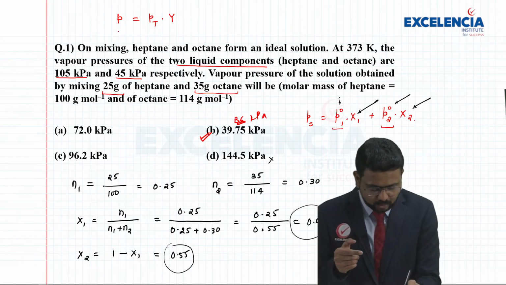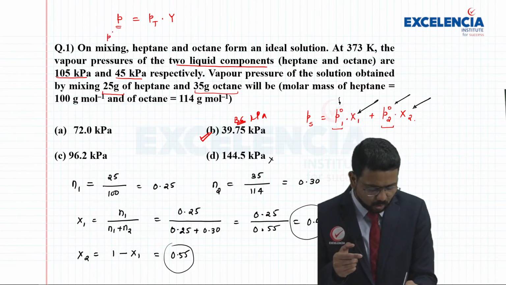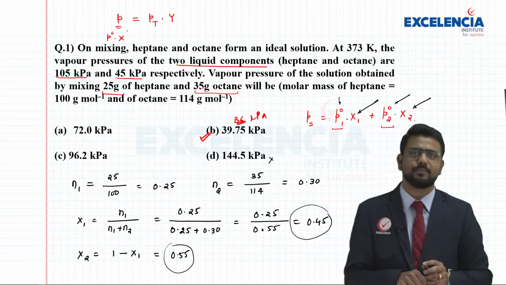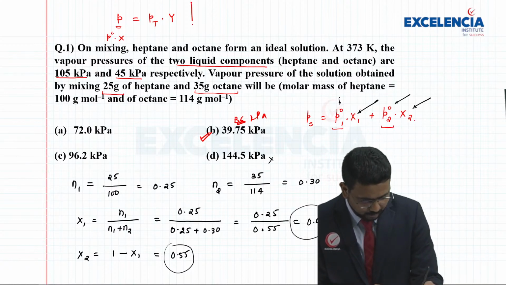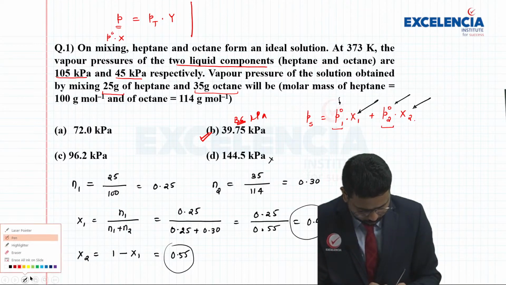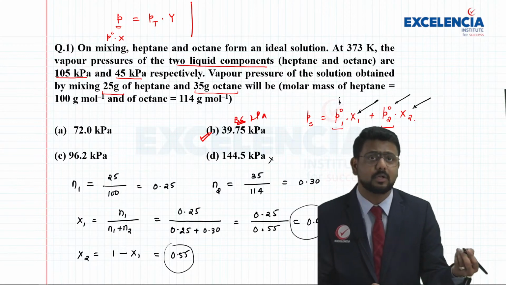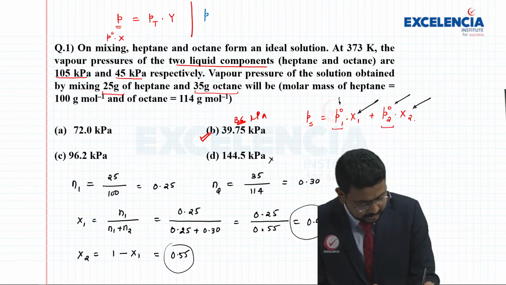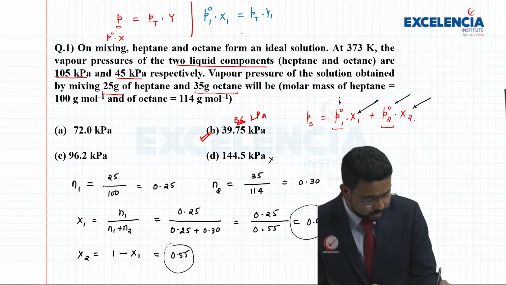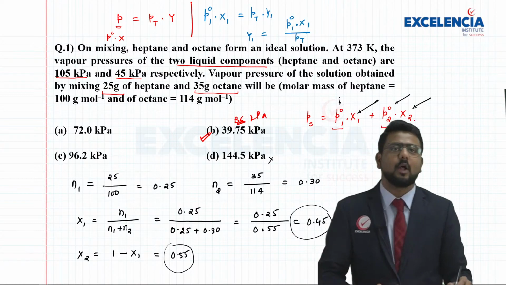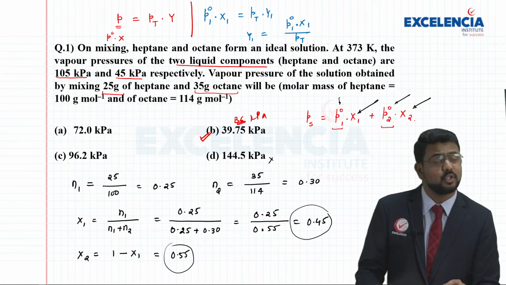But as per Raoult's law, we know that P is nothing but P naught times X. Yes or no? So if I write this expression for component 1, it is P naught 1 times X1, which is equal to Pt times Y1. So Y1 is nothing but P naught 1 times X1 over Pt. Here Pt is basically the total vapor pressure of the solution.